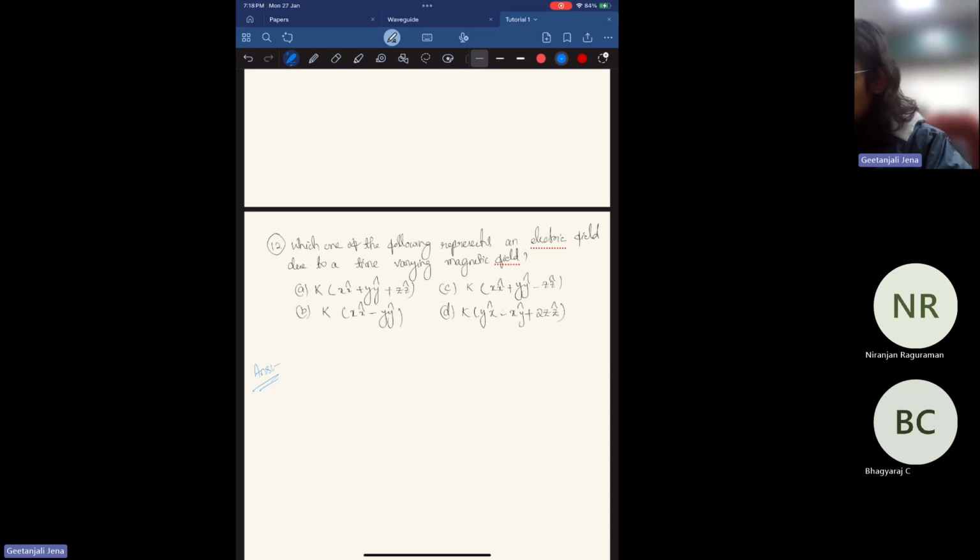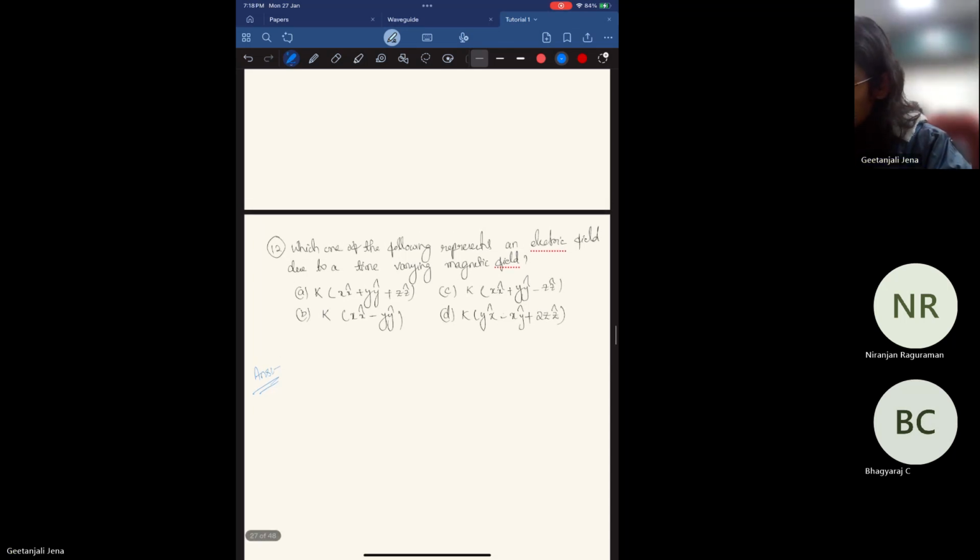Now the 12th question is telling which one of the following represents an electric field due to a time varying magnetic field. There are four options, and it is asking which one represents an electric field due to a time varying magnetic field. So how can you approach this question?